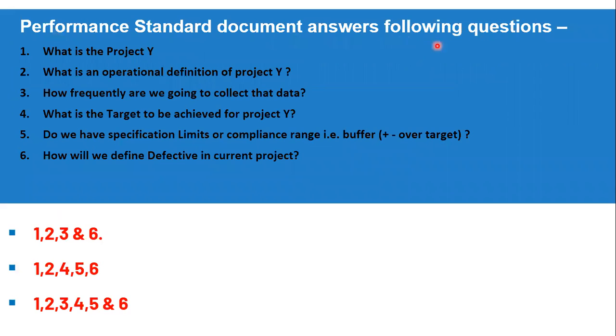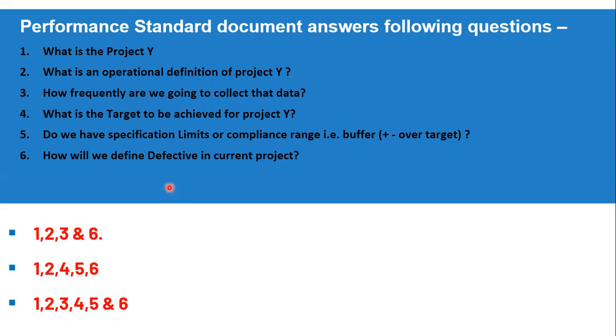The performance standard document answers the following questions. A. What is the project Y? B. What is the operational definition of project Y? C. How frequently are we going to collect that data? D. What is the target to be achieved for project Y? Fifth, do we have specification limits or compliance range, that is plus minus over target, that range being the specification limit? And finally, how will we define defective in the current project? So the performance standard document answers the following questions.